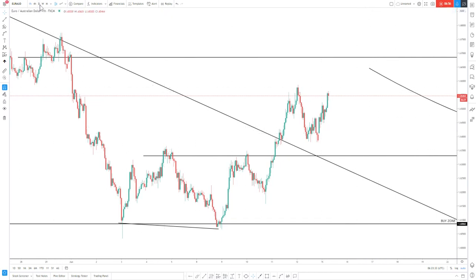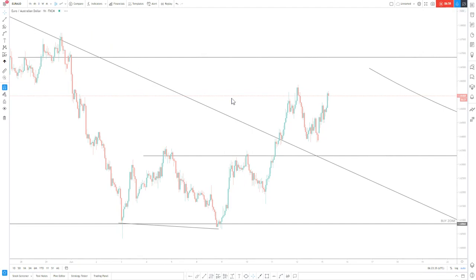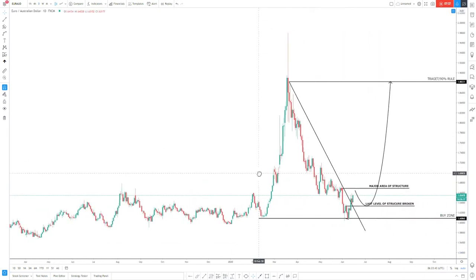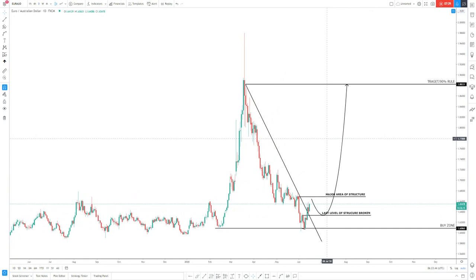So on EURAUD, I look to go long. Once my trading criteria is met, I look to go long on EURAUD.